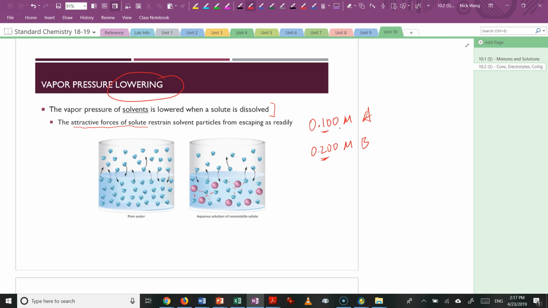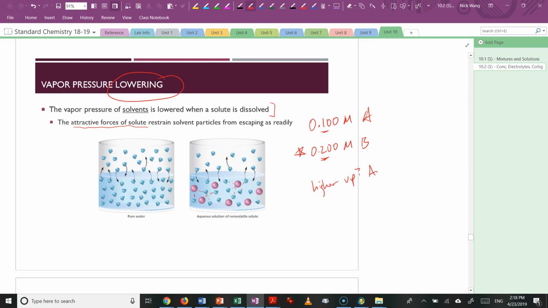which one of these two do you expect there to be a lower vapor pressure? Which one of these do you expect there to basically attract and hold on to the water particles from escaping? This one right here, you expect to do a better job of lowering vapor pressure. And so if you're asked the question, which one of these solutions, solution A or solution B, has a higher vapor pressure? It would be solution A.